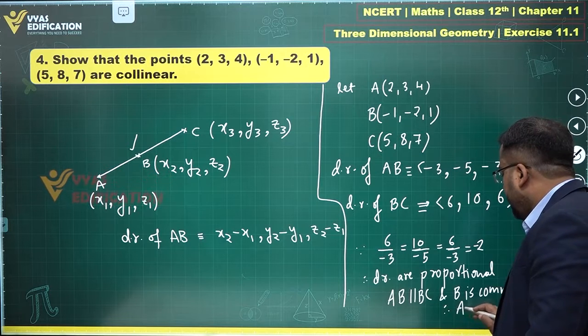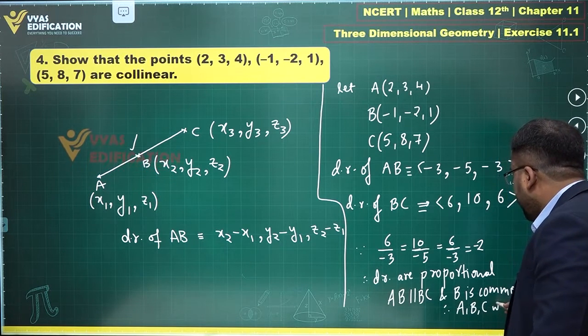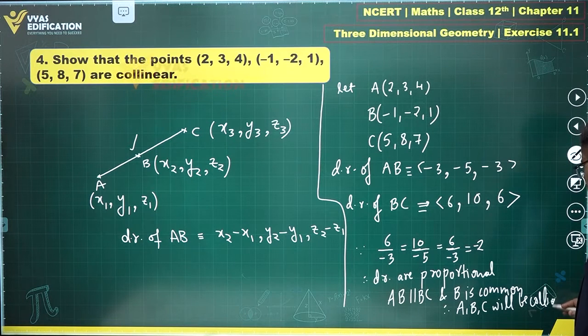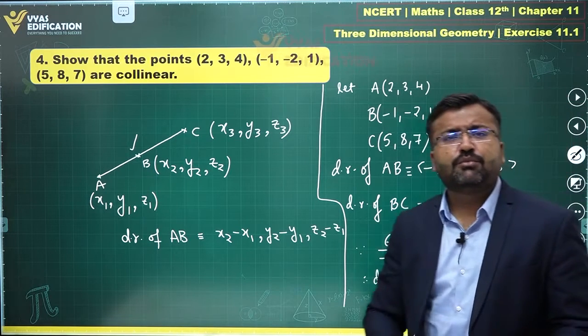Therefore, ABC will be collinear. That's what you note from here. Therefore, ABC will be collinear. Hence proved. That's a complete proof of this question.